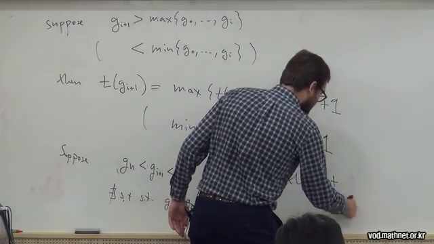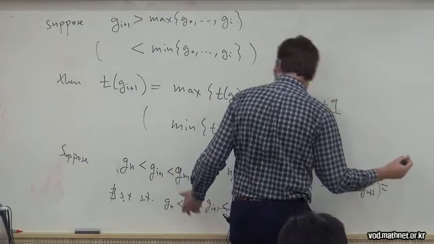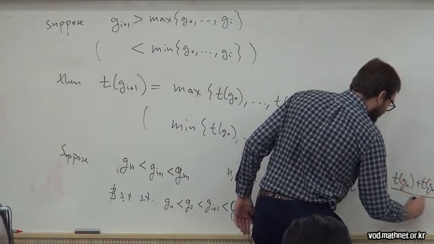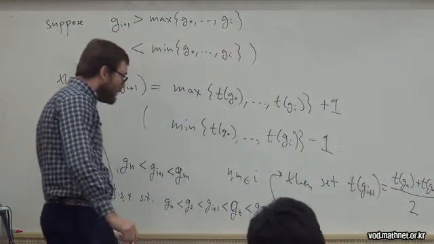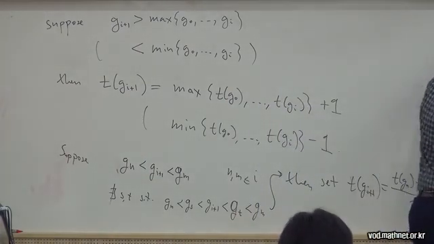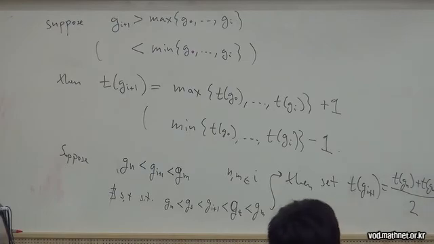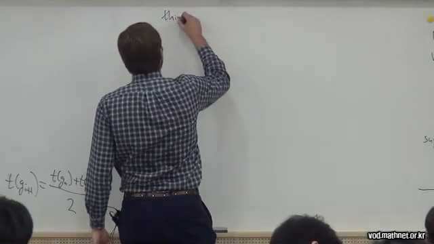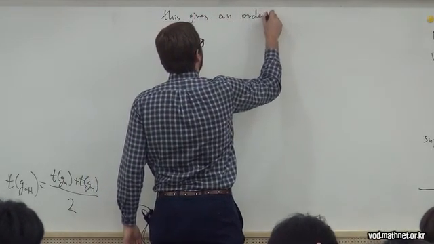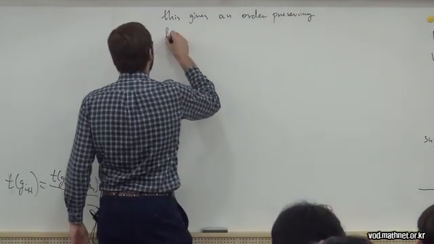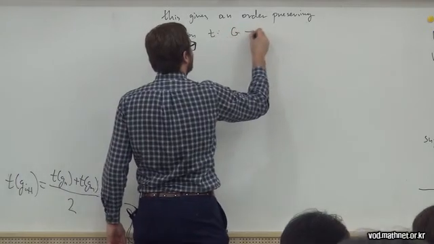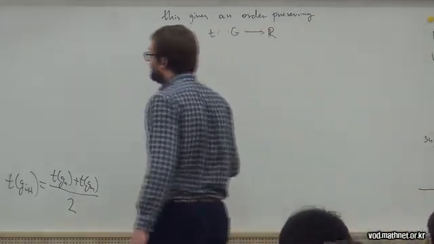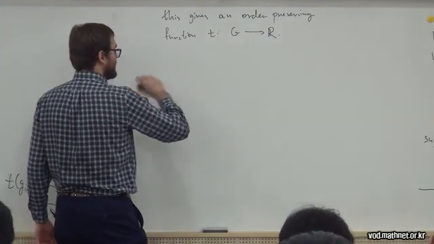Then set T of G_{i+1} to just be the average of T of G_n and T of G_m. Okay. So what have I done? This gives an order-preserving function T from G to R. Okay. And there are two things that one has to check, which I'll leave as exercises.